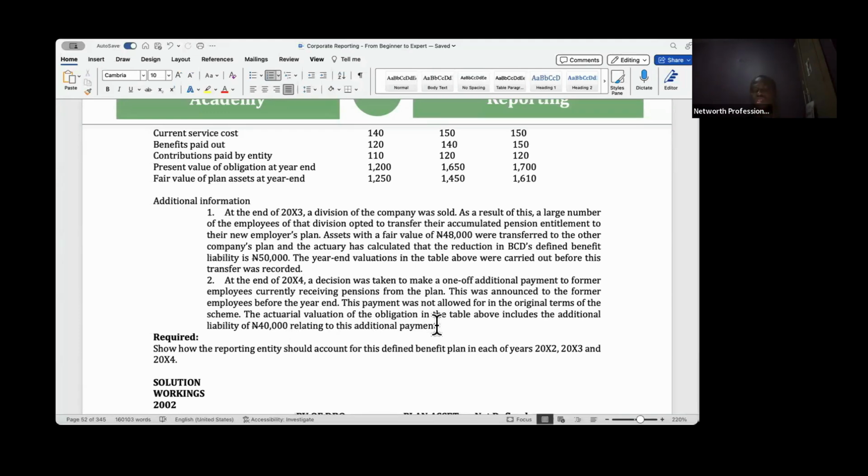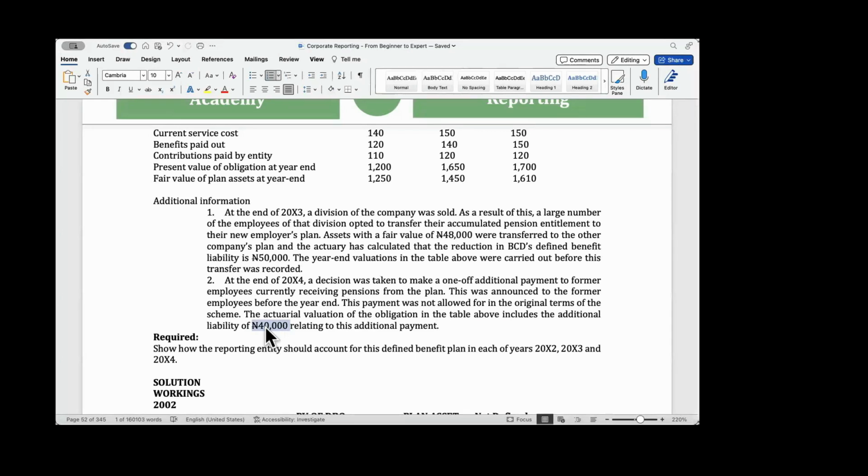Okay, so they didn't really say what it relates to, but what I can see is that the company is saying, I'm going to give you more money when you retire. It's making additional promises equivalent to 40,000. So the question is, what is this 40,000? What is it speaking to? How do we deal with it? What is it called? Who can tell me?